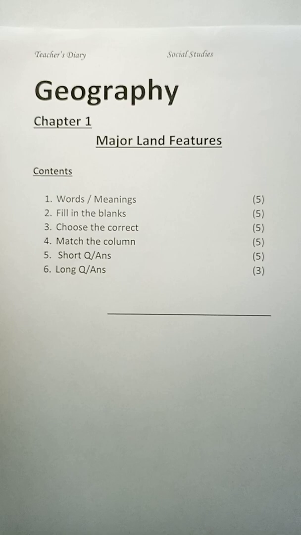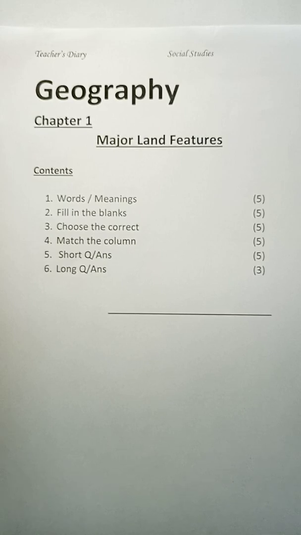Now give the heading of geography, then ready another page, write serial number and date at the top and give the heading of chapter number 1 and the name of the chapter, Major Land Features, and give the heading of contents. All the headings should be with your marker. Draw a margin line and then start the contents.